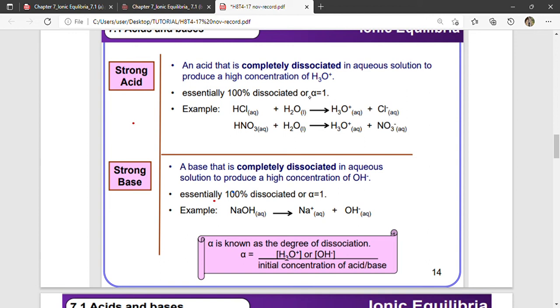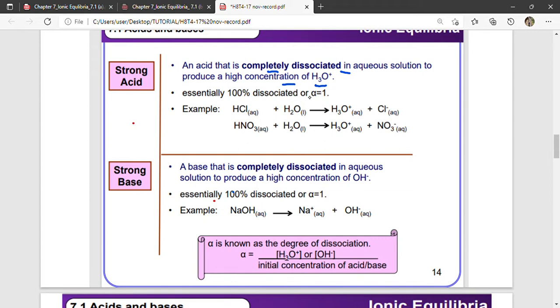Okay, so now we discuss the strong acid and strong base. A strong acid is a species that is completely dissociated in aqueous solution to produce a high concentration of H3O+. So a strong acid will have alpha equal to 1, or 100% dissociated. For example, we have hydrochloric acid, which is a strong acid, reacting in water to produce H3O+ with Cl-.